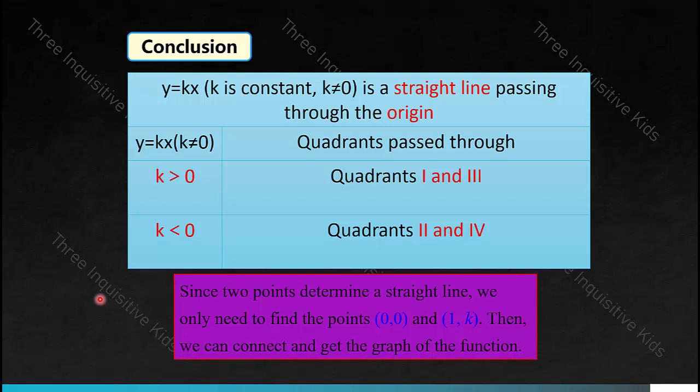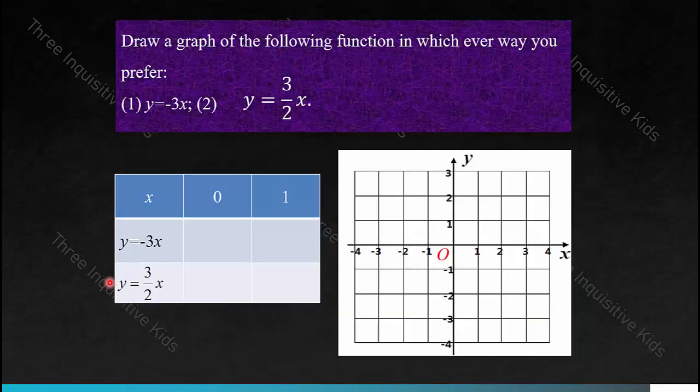So these 2 points, the easiest ones to get, are often (0, 0), because we know proportional functions have to go through the origin, and (1, k), where k is that constant value in the function. And then you can just connect these 2 points and get the graph of the function. So this would be the easiest way to graph proportional linear functions.